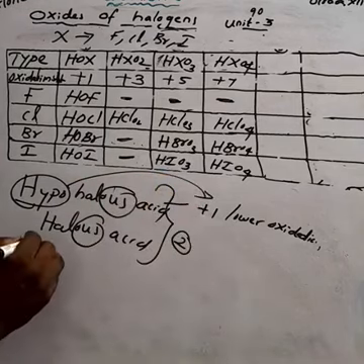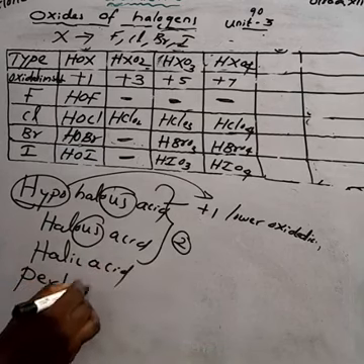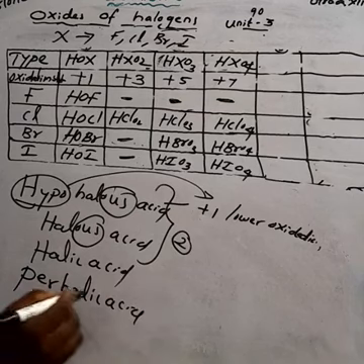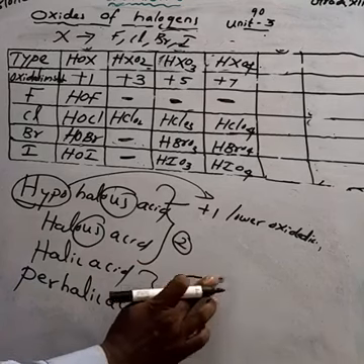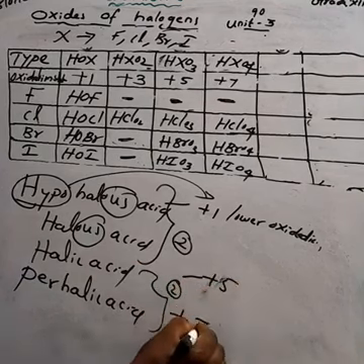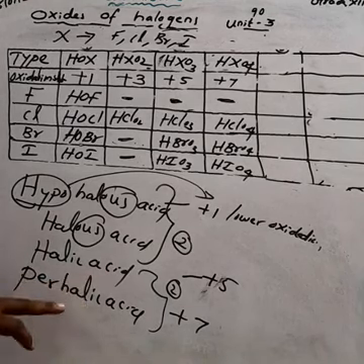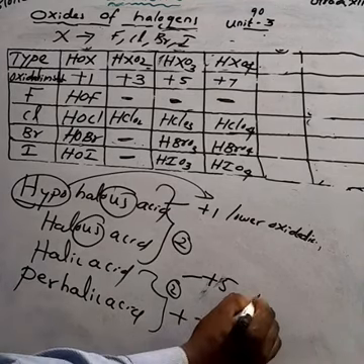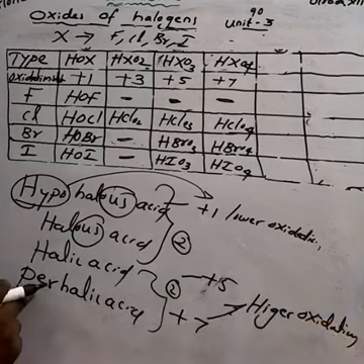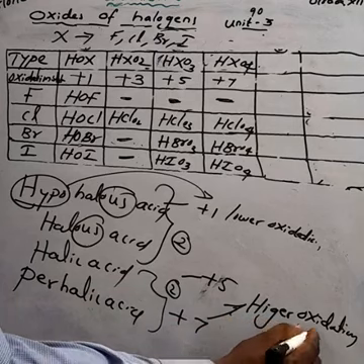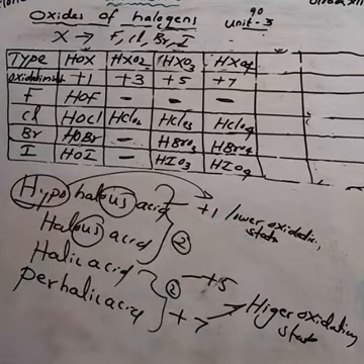Next one, ic acid and perhalic acid. Perhalic is also an ic acid. They are having 2 types of ic acid. One, halic acid, is the +5 oxidation state. Another, perhalic acid, is the +7 oxidation state. This ic acid has a higher oxidation state, about +7, so we are using per. Don't forget that. Per means higher oxidation state, and hypo means lower oxidation state. Okay, don't forget.